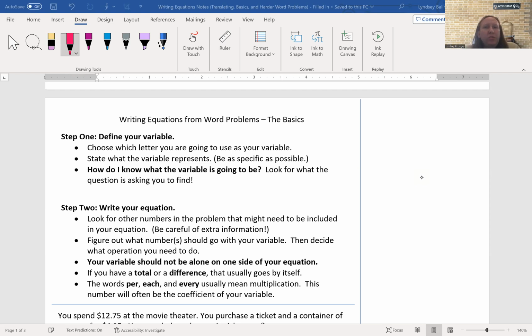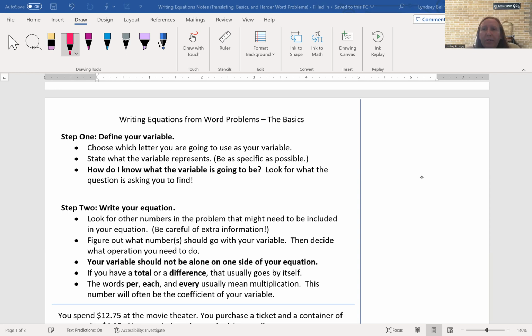That means you're going to choose which letter you're using as your variable. You can use X every single time. I tend to try to use a letter that's kind of appropriate to what it's representing, but it's your choice. Remember lowercase letters. Try to avoid O's and L's because they look like zeros and ones.